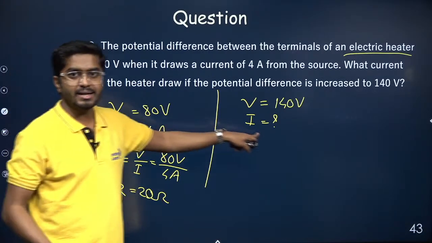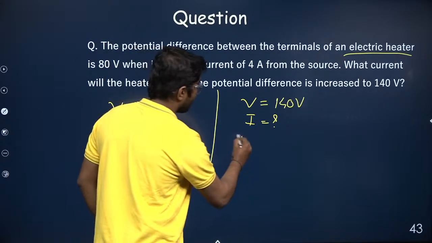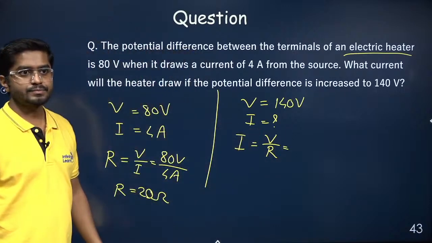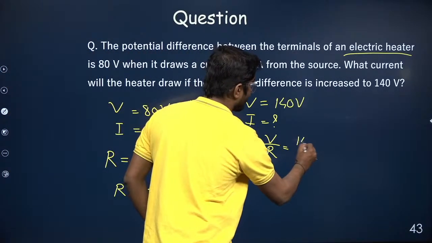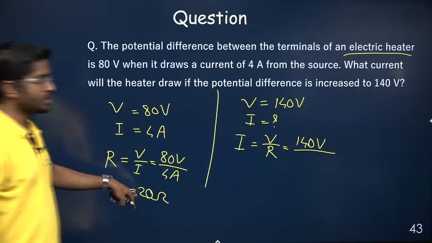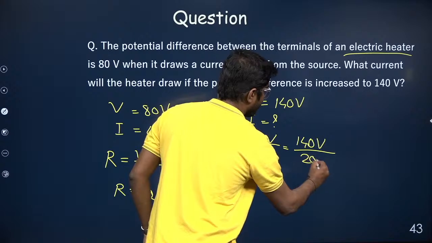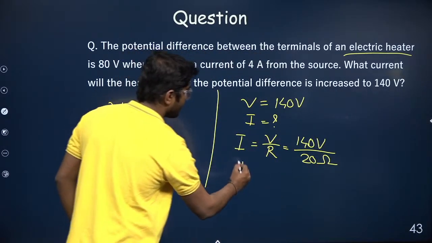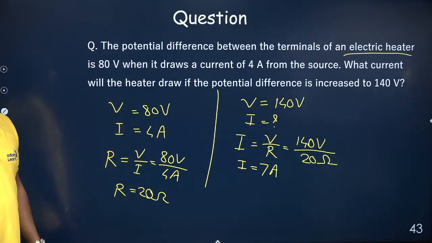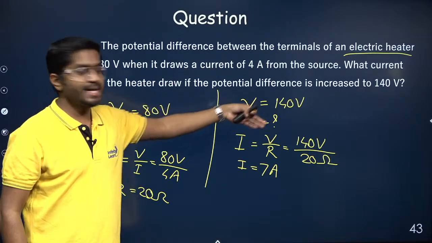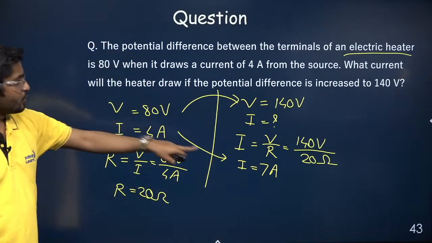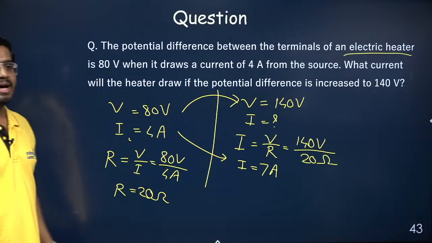So now use it here. So what is I? I is V divided by R. What is voltage? Voltage is 140 volts. And what is the resistance value? We got just now 20 ohms. So substitute. So it is 20 ohms. So this will come out to be 7 amperes. Correct? So when you increase the voltage to 140 from 80 volts, current will increase from 4 ampere to the 7 ampere. Correct? Nice. Great.